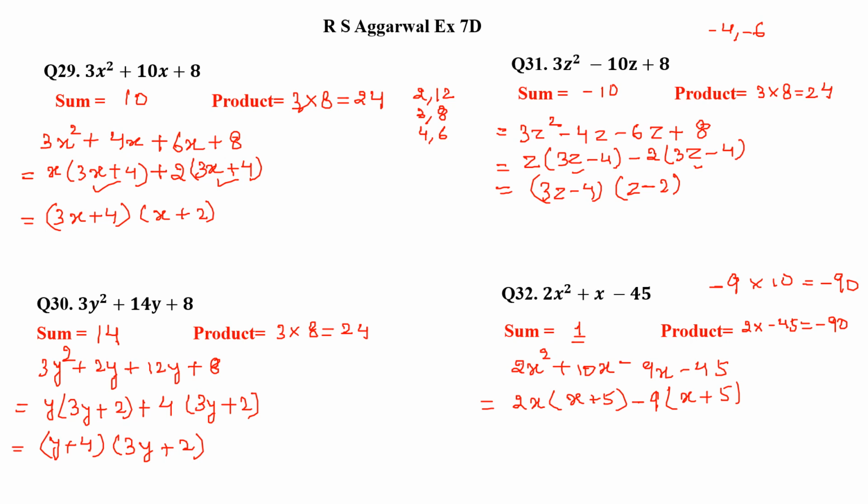Now after that I can see x plus 5 is present here also and here also. So I can take x plus 5 common. So from the first term I will be left with 2x, and from the second term I am left with minus 9. So this is the factorization. Okay, now I'm moving to the next question.